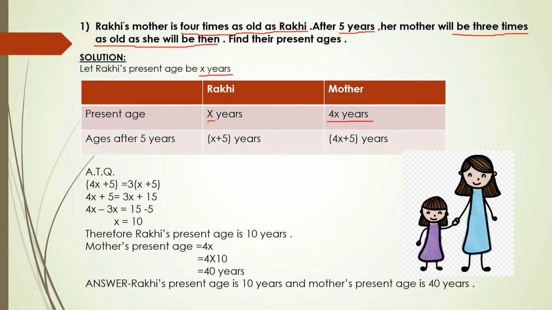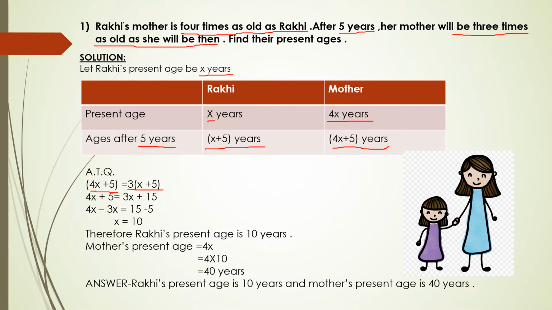Now their ages after 5 years means whatever is the present age, you add 5 to it. It will become x plus 5 years for Rakhi, and for mother it would be 4x plus 5 years. Now according to the question, her mother will be 3 times as old as she will be then. That means mother will be 4x plus 5, we use the equal sign, and thrice as old as Rakhi will be at that time. So 3 times x plus 5.